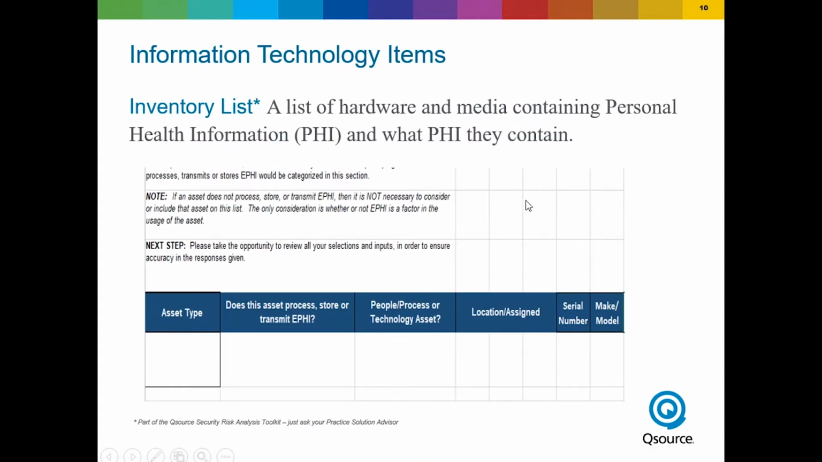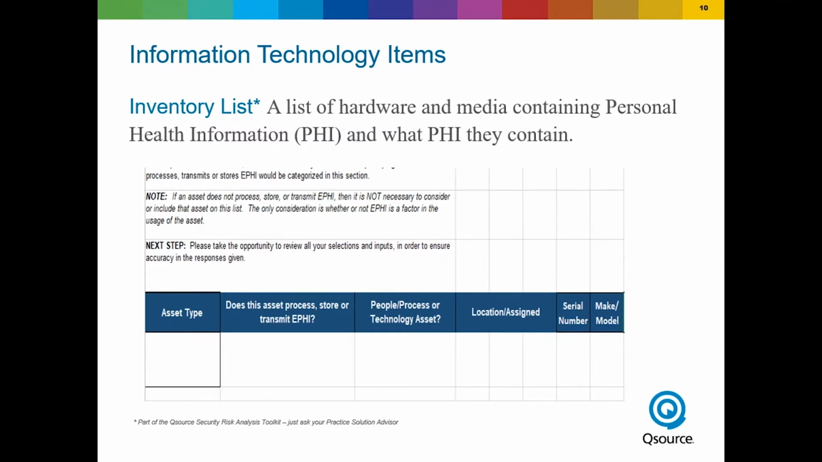So your inventory list is hardware and media that contain the electronic personal health information. So some people have fax servers, and there are things saved on a fax server that might have electronic PHI. I'm going to start saying EPHI just to save myself some time.